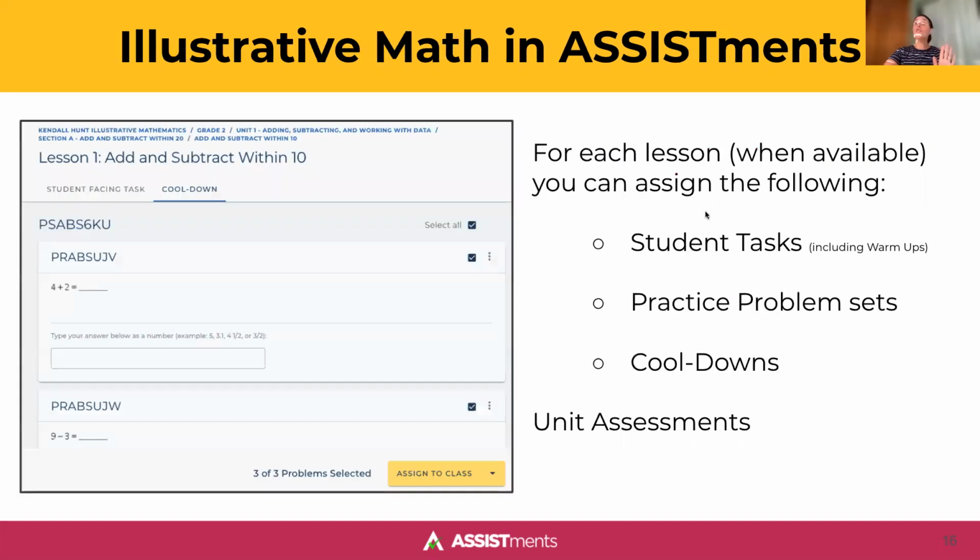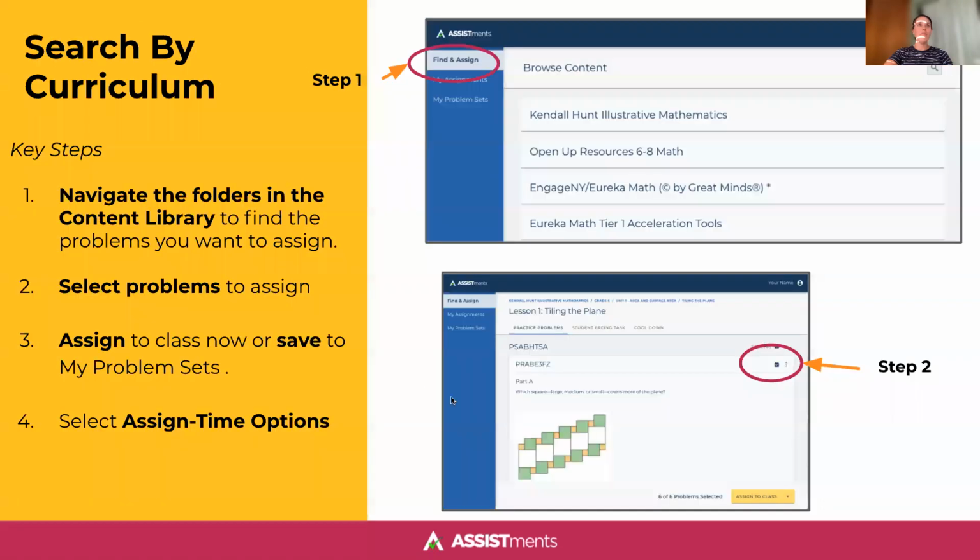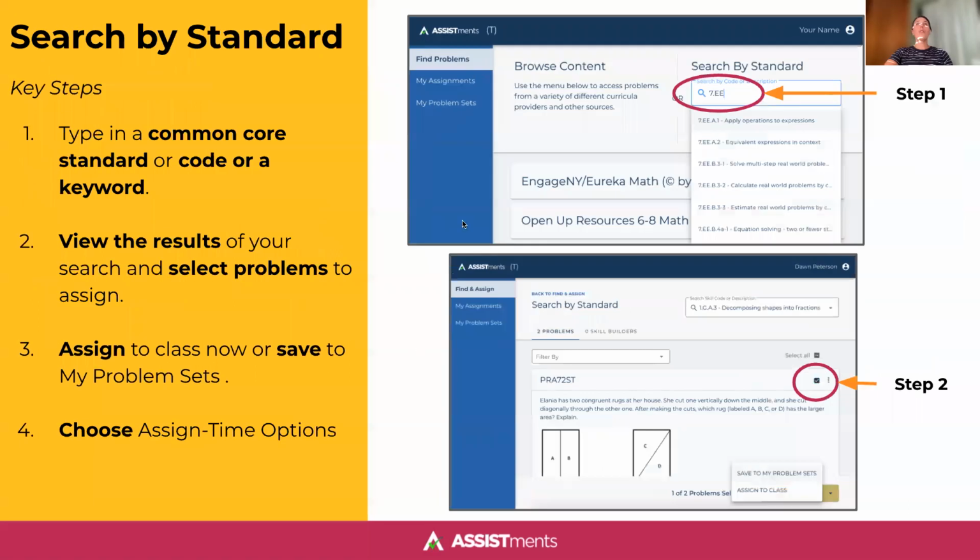For each of the lessons, when available, you're going to find all the student tasks, including the warm-ups, the practice problem sets, which are specific to each one of the sections, and then any cool downs. Just to note that there are not cool downs when it has the station work, but when available, you're going to find those cool downs. And again, if you're looking for those unit assessments, just shoot us an email at contact@assistments.org. And just a refresh, you can search by curriculum, or you can search by standard.